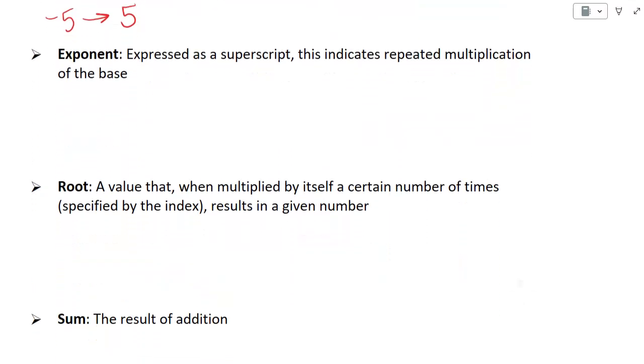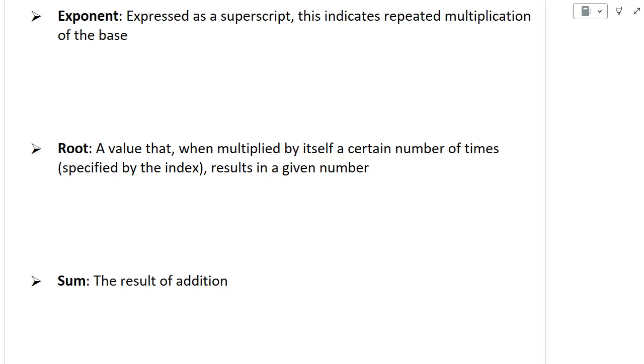An exponent. This is a term or something you'll see expressed as a superscript, a little number up off to the side, which indicates repeated multiplication of its base. So, for example, if I have x to the power of 3 or x to the third power, it's an exponent.